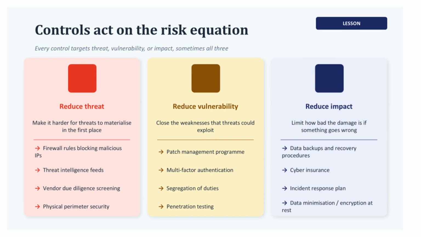Now we'll be looking at how controls act on the risk equation. Every control targets one of the three factors. If you look at the slide, it shows you exactly how to think about any control you encounter in an audit. Does this control reduce the threat, close a vulnerability, or limit the impact? That question tells you why the control exists and what gap you have if it is missing.